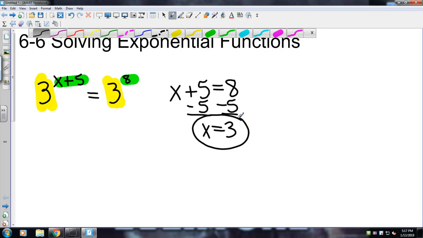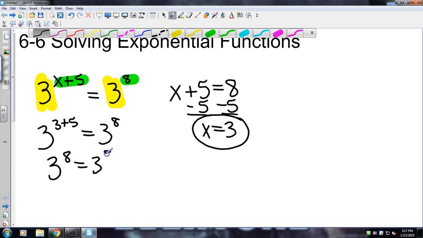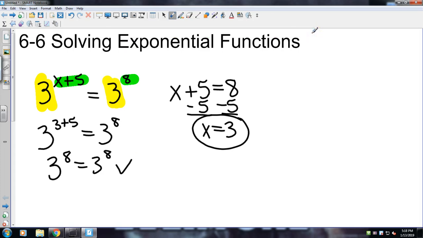Now, that kind of makes sense if we go back over and plug it in. That would be 3 to the 3 plus 5 equals 3 to the 8th. And when I add 3 plus 5, that gives me 3 to the 8th equals 3 to the 8th. And so that problem checks out. So all I do, as long as the bases are the same, is I take the exponents and I set them equal to each other. Now we'll get to some here in a little bit that have different bases and we'll convert them using the laws that we have already learned.